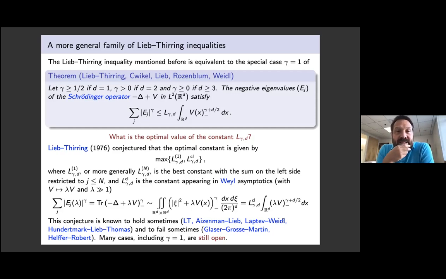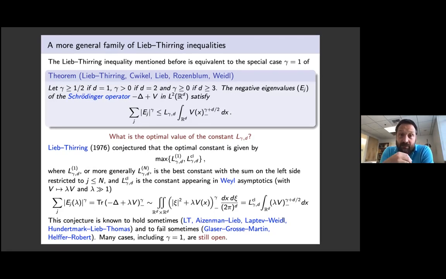Let me talk about something different, namely another form. It's also called Lieb-Thirring inequalities. These are inequalities about eigenvalues of Schrodinger operators. And this is a family of inequalities.